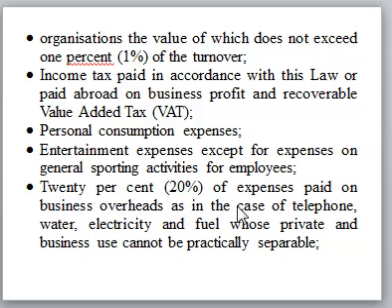20% of expenses paid on business overheads which cannot be separated. So if you have business expenses and you cannot separate those expenses between business and private, then 20% is not allowed and 80% is allowed. So you get an expense, and 20% should be added back to the taxable income.